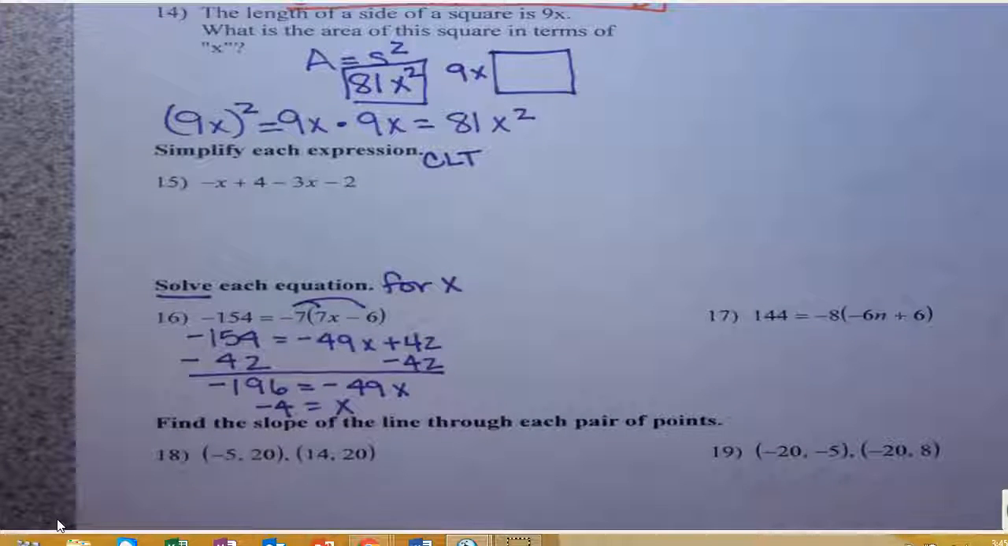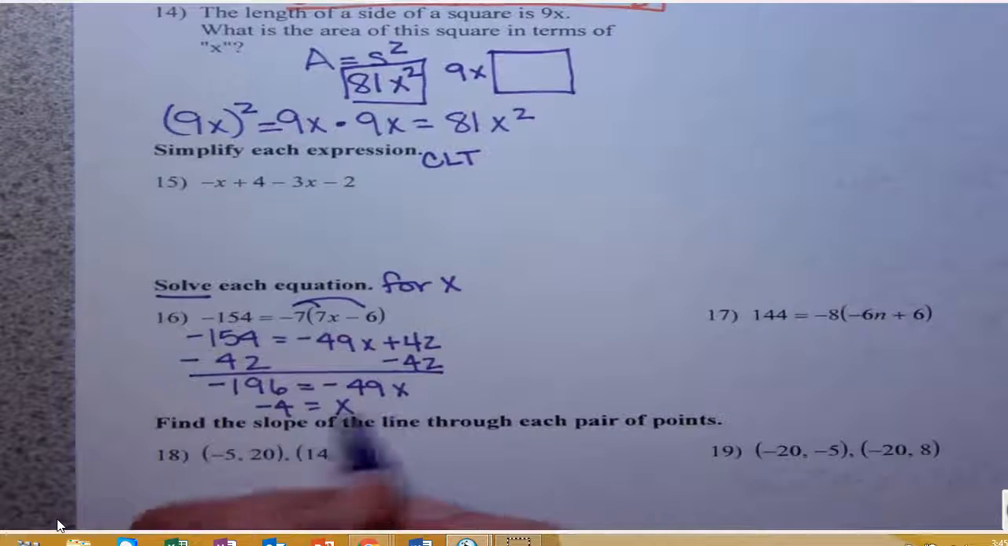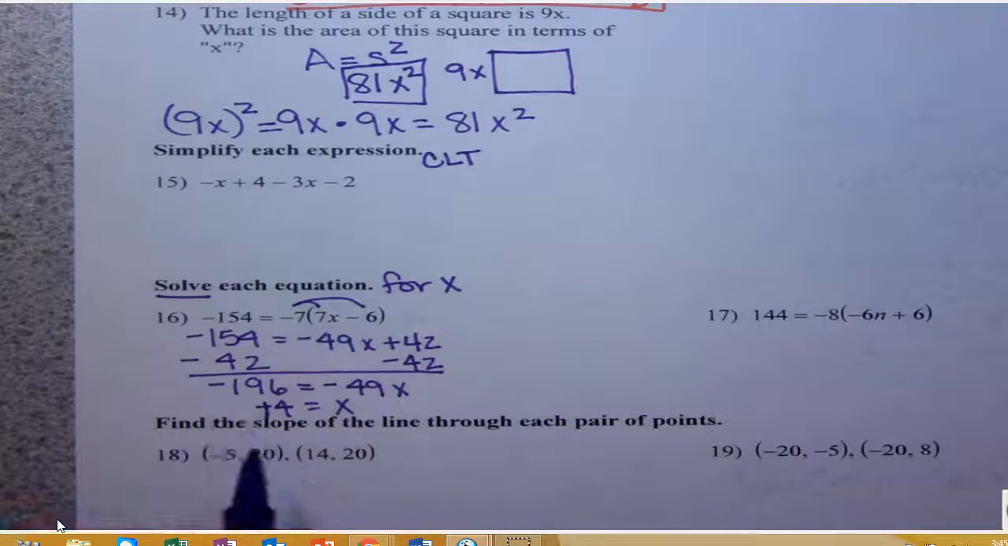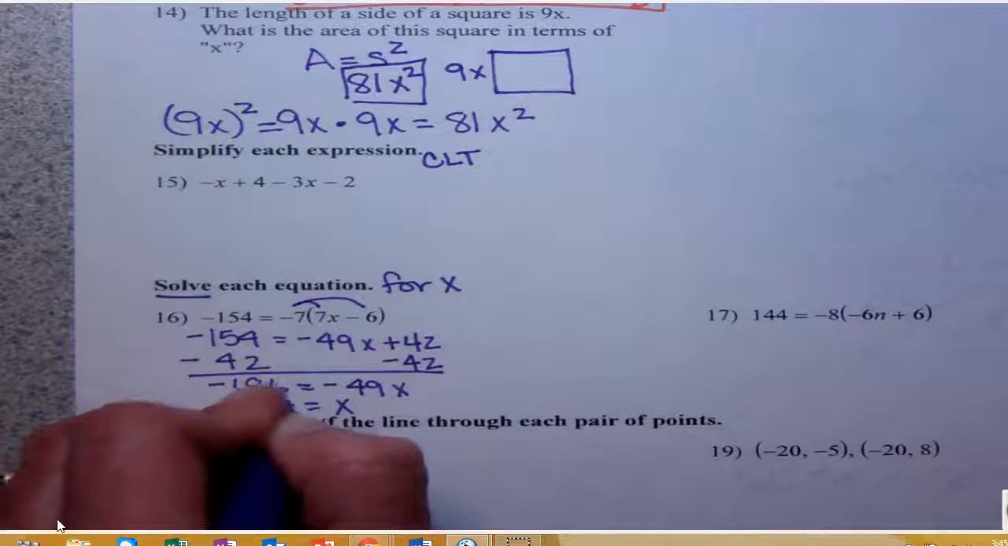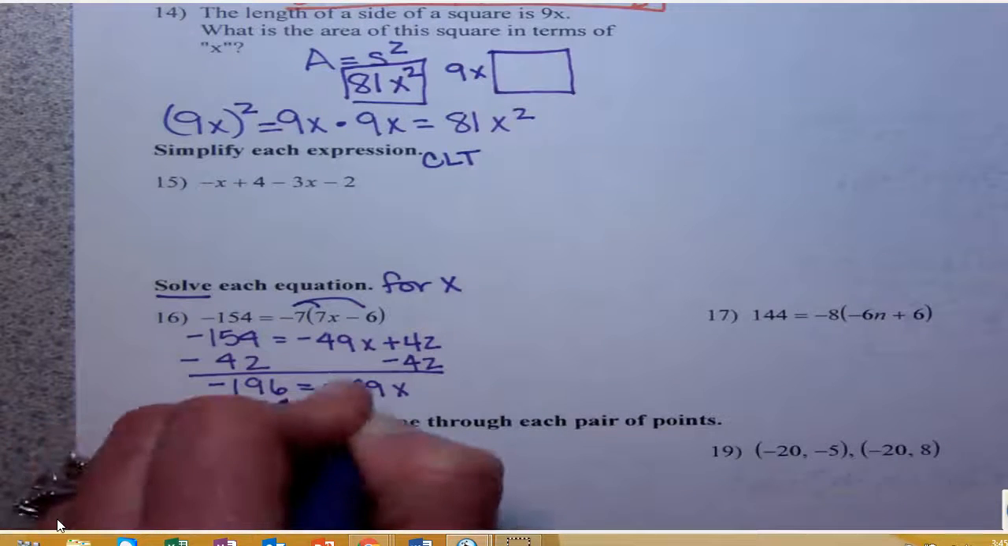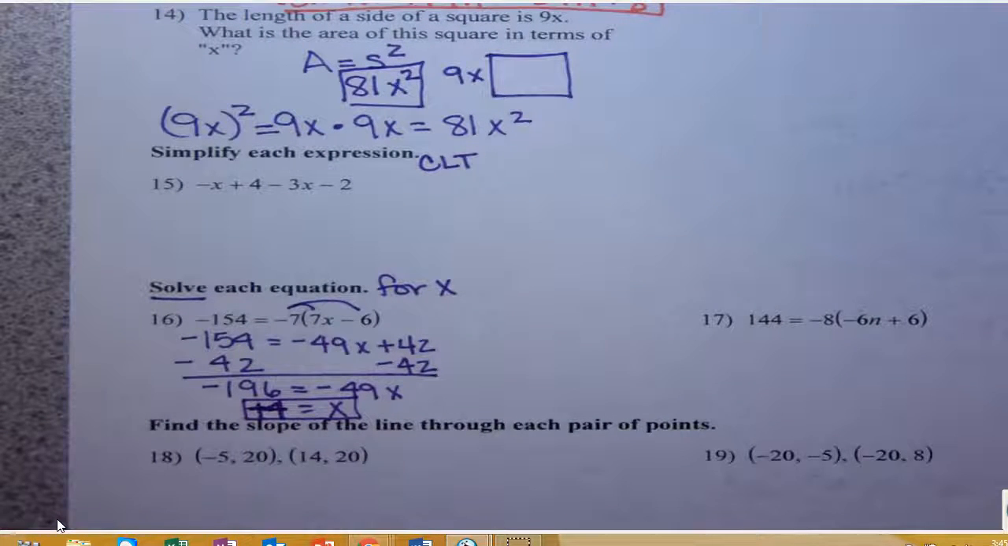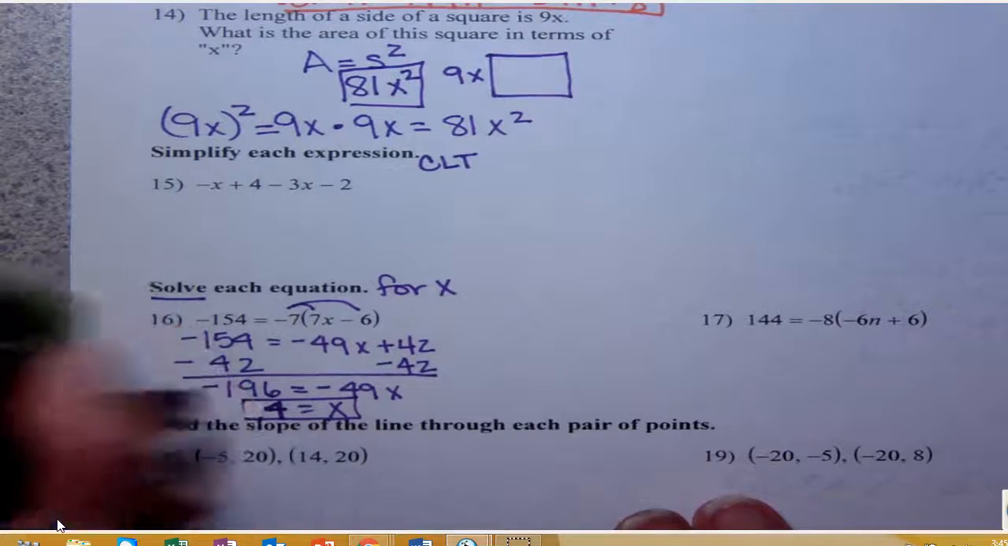Oh, never mind. I made a mistake. That's not negative 4, it's positive 4, because I'm dividing a negative by a negative. So this should be a positive 4. Hopefully you guys caught that before I did. Alright, and moving on. So that's positive.